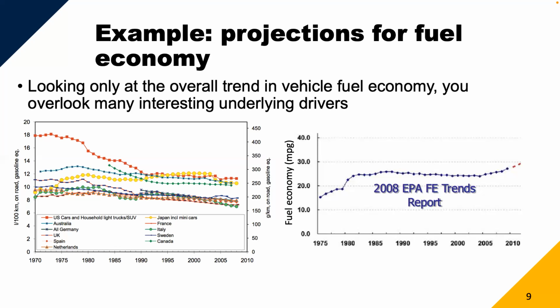Okay, and I should just mention this is a linear decrease here because this is using units of liters per 100 kilometers, versus here, this is fuel economy as we do it in the US, which is miles per gallon, which is the inverse. So on the left-hand side, going down is better for fuel efficiency, and on the right-hand side, going up is better for fuel efficiency.